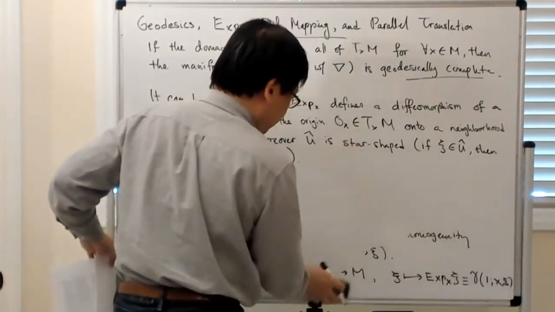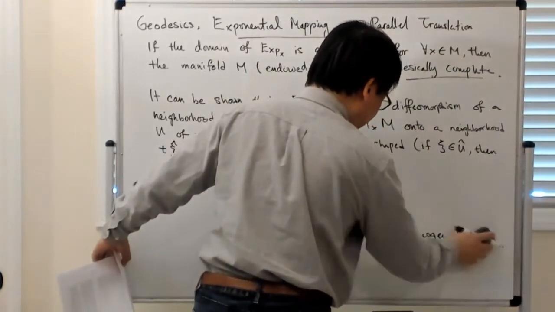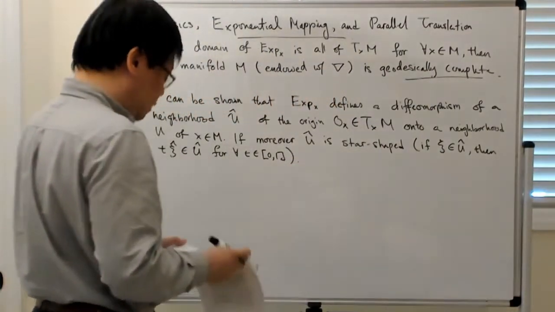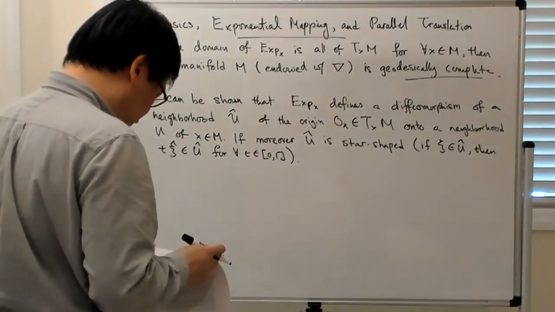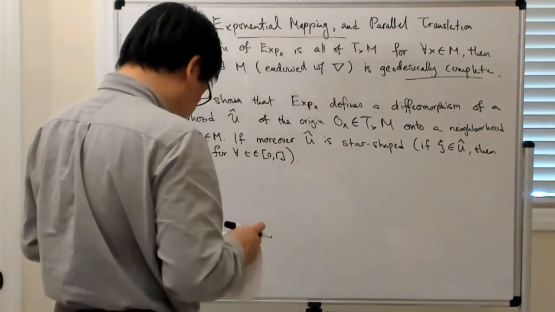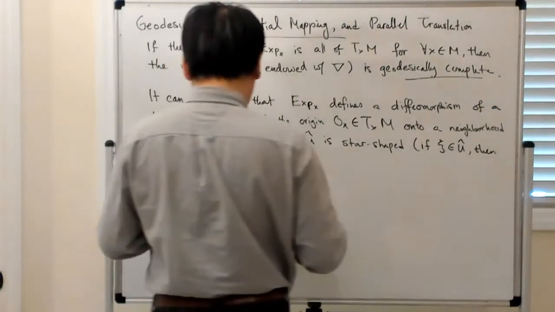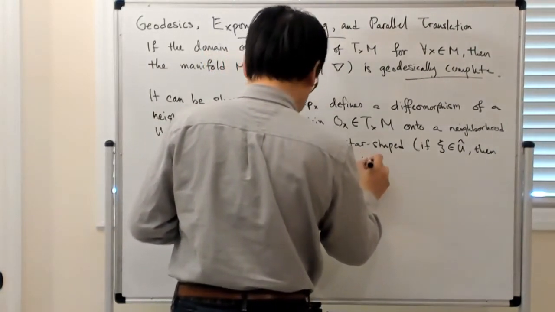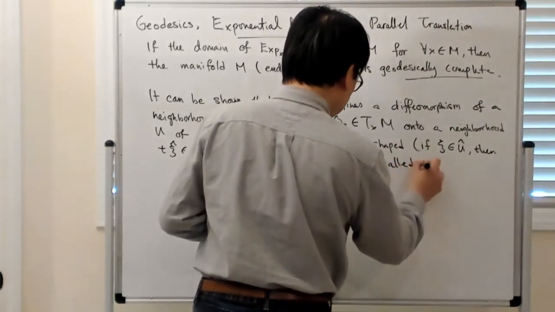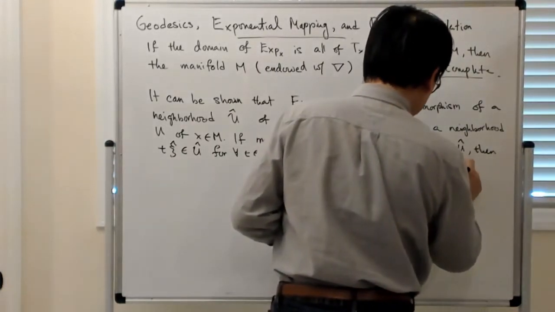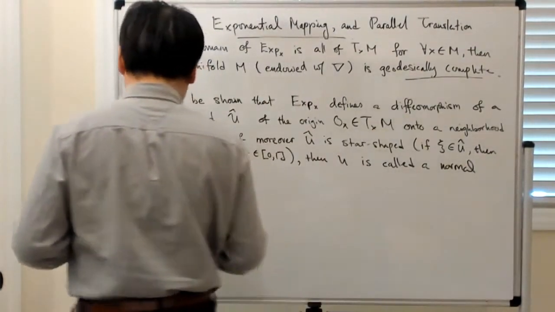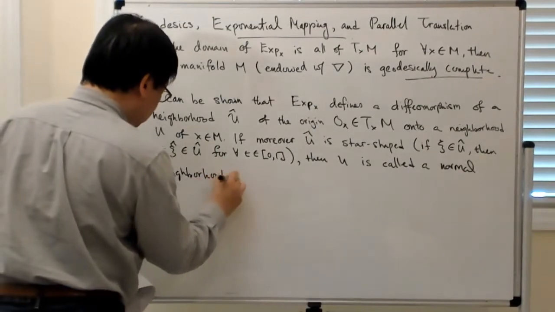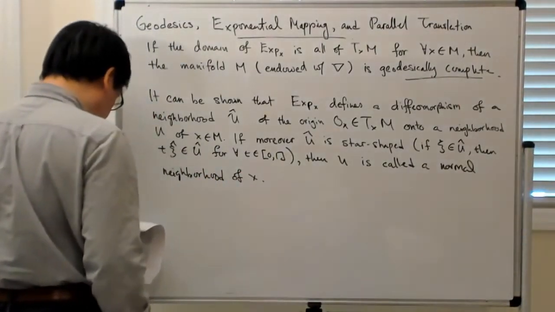Okay, so the reason why you want the star-shaped property is because, as you might expect, it's related to something having to do with the homogeneity property, right? Okay. Anyway, so then U is called a normal neighborhood.